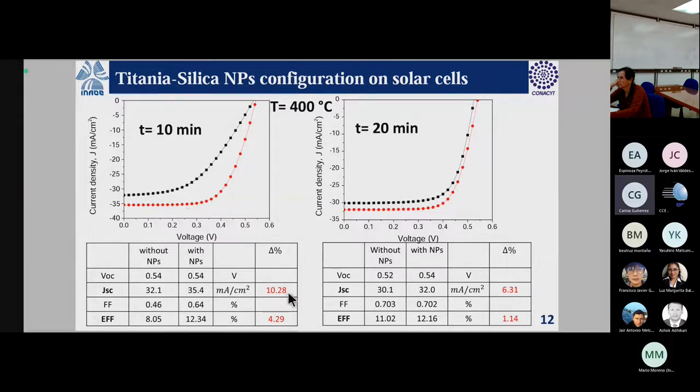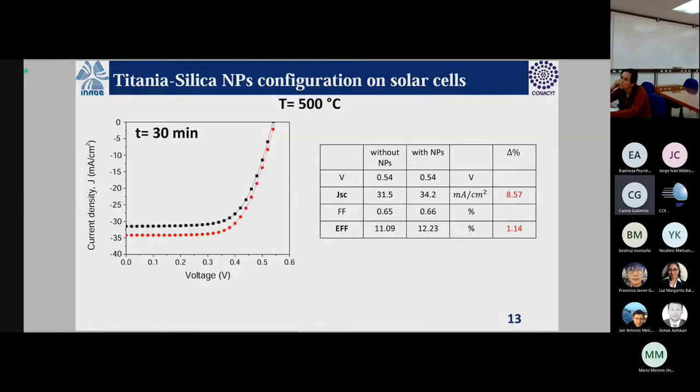and it is seen with a red line. And when we apply this same configuration but with a different time, we can see also that the efficiency and the current density of these solar cells have been increased. For example, the black line is a solar cell without nanoparticles, and the red line corresponds to a solar cell with the nanoparticles and thermal treatment. We can see the difference in current density and the change in efficiency of the solar cells with these nanoparticles. But what happened if we increase the temperature at 30 minutes?